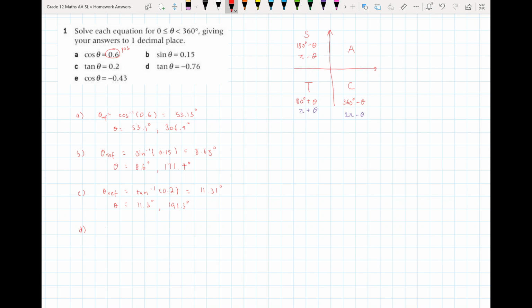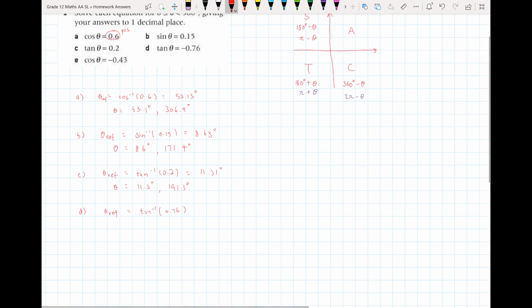For D, this time this is a negative here. So what you can do for one option is just to take away the negative first in order to find out what the reference angle is. So this will be 37.23. And for tangent to be negative, we want this to be in the second and the fourth quadrants. So I will go ahead and do 180 minus the answer, and I'll do 180 plus that answer.